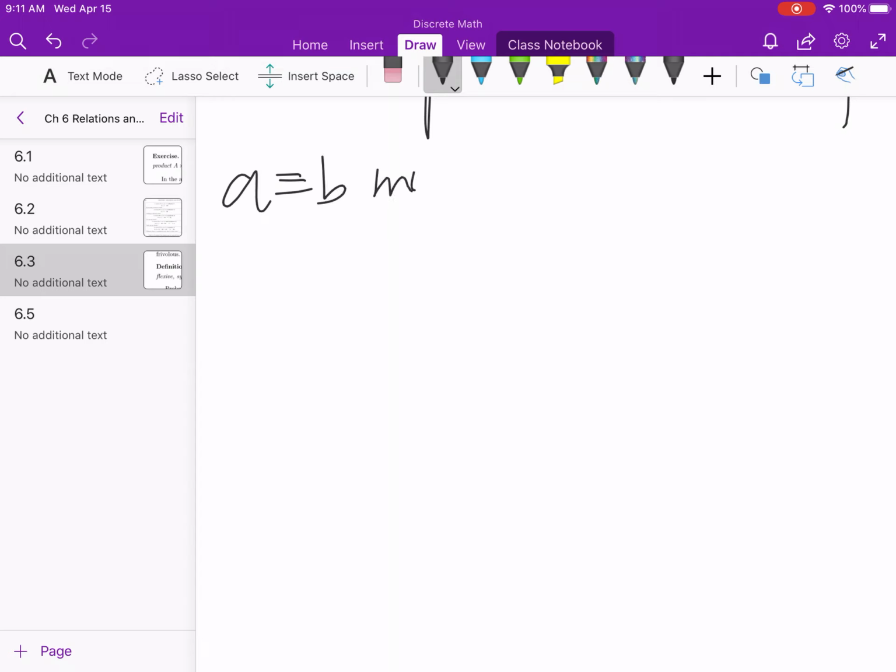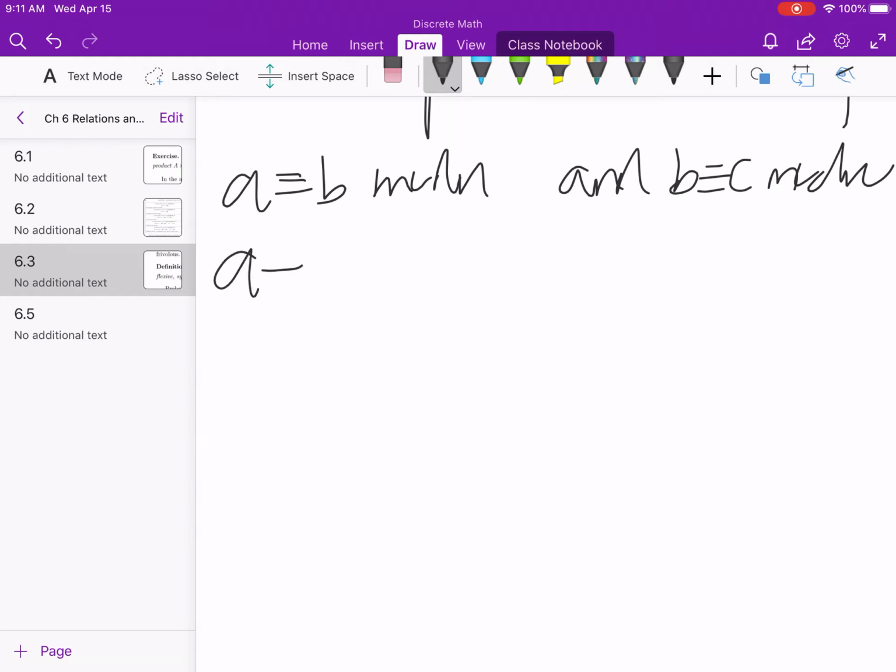A is congruent to B, and B is congruent to C. So what does this mean? Well, I can use my other definition. That means that a minus b is equal to k, we'll say k1 times n. And in this case, we could say b minus c is equal to k2 times n.